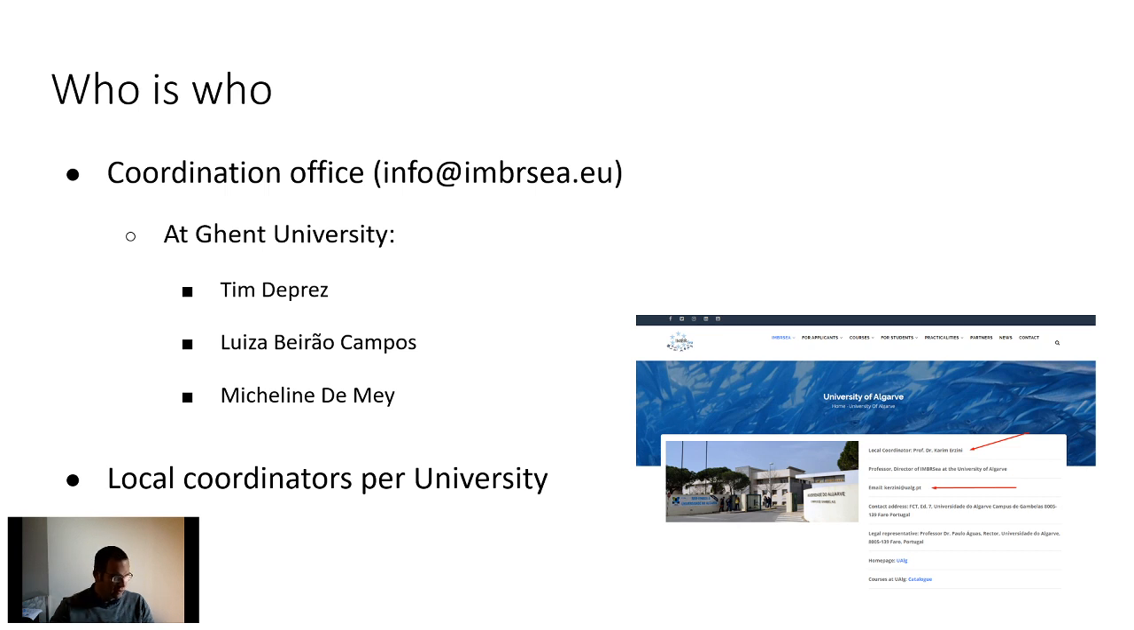If you want to find out who is the coordinator and the contact person at each university, because each university also has its individual contact person, you can go to the website, and if you click on IMBRSea, you will have a drop down of all the partner universities. There you can select the university where you're searching for the information, and you always have the contact details of the local coordinator, both his name and the email address.